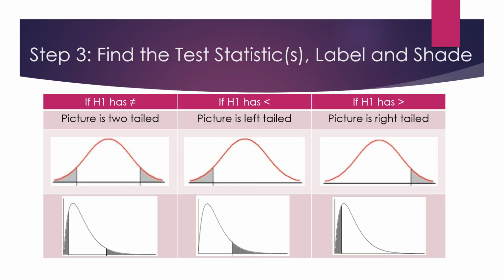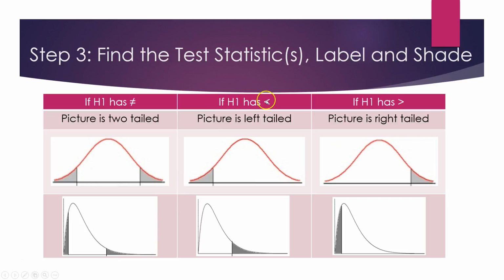So here are your 3 scenarios for H1. H1 can have a not equal to, it can have a less than, or it can have a greater than. Your picture will be two-tailed if you have a not equal to in your H1. Depending on what kind of distribution you have, you'll have one of these two things. The F distribution is almost this shape exactly. Every sample size has its own. So the F distribution is going to be one of these, this one as well.